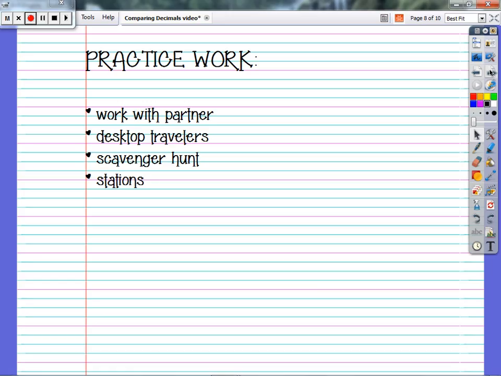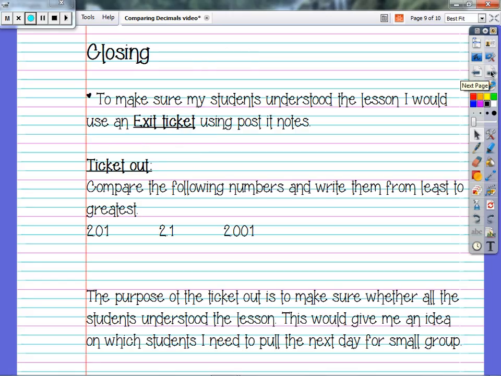Usually, what I like to use more than anything when I do practice work is for the students to work with a partner, because that way they're having those crucial conversations, and if one student gets one answer and the other gets a different answer, they're able to talk about it and come to a conclusion to see who actually has the correct answer. They're actually problem solving and figuring out the problem together. After giving them some time to do some practice work, I usually give them about 20 minutes or so, then I end up finishing up the lesson.